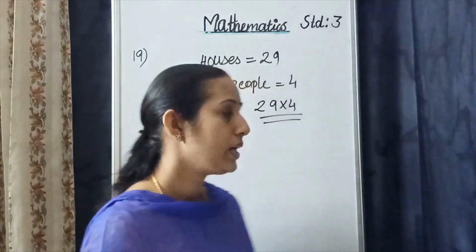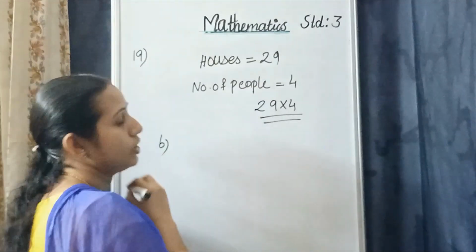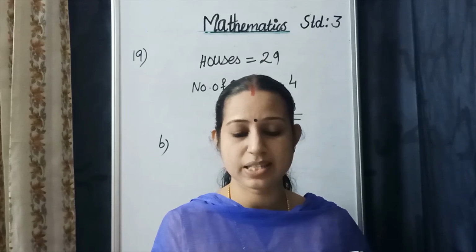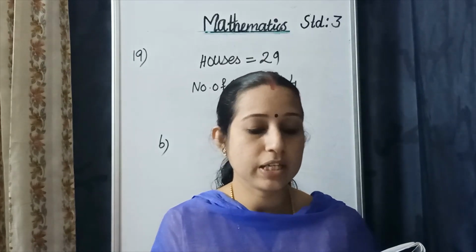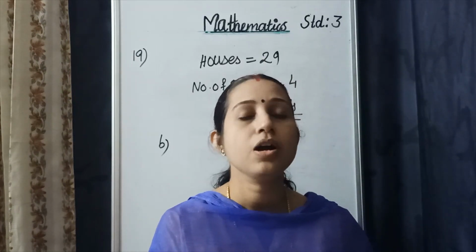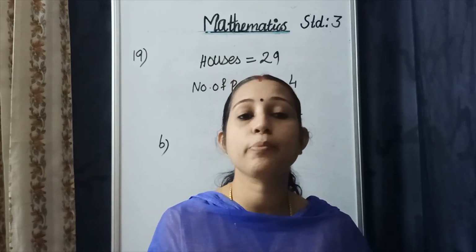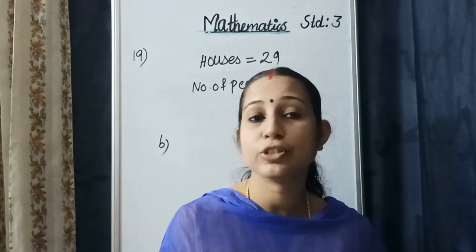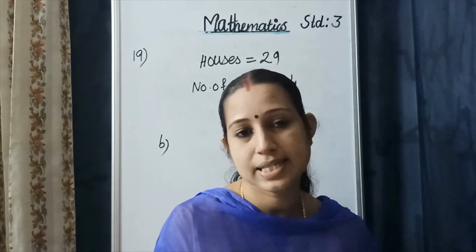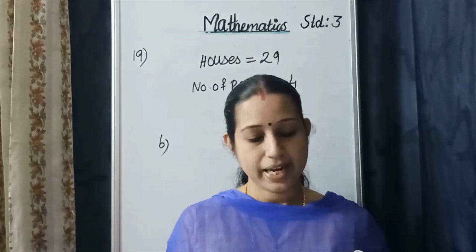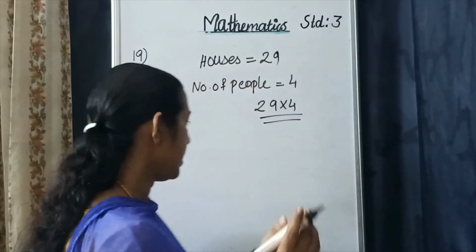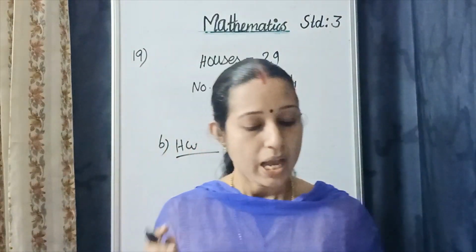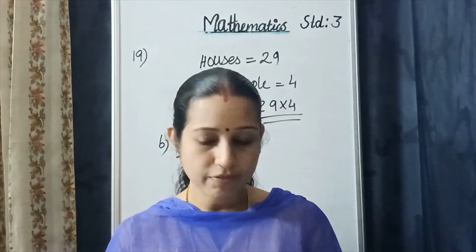Now, question number B, that you have to do. There are 7 ice creams in one box. Small, simple question. How many ice creams would there be in 12 such boxes? One box has 7 ice creams, so 12 boxes, how many? How do you find it? Yes, 12 into 7. Okay, so that question number 20B you have to find. That is your homework.